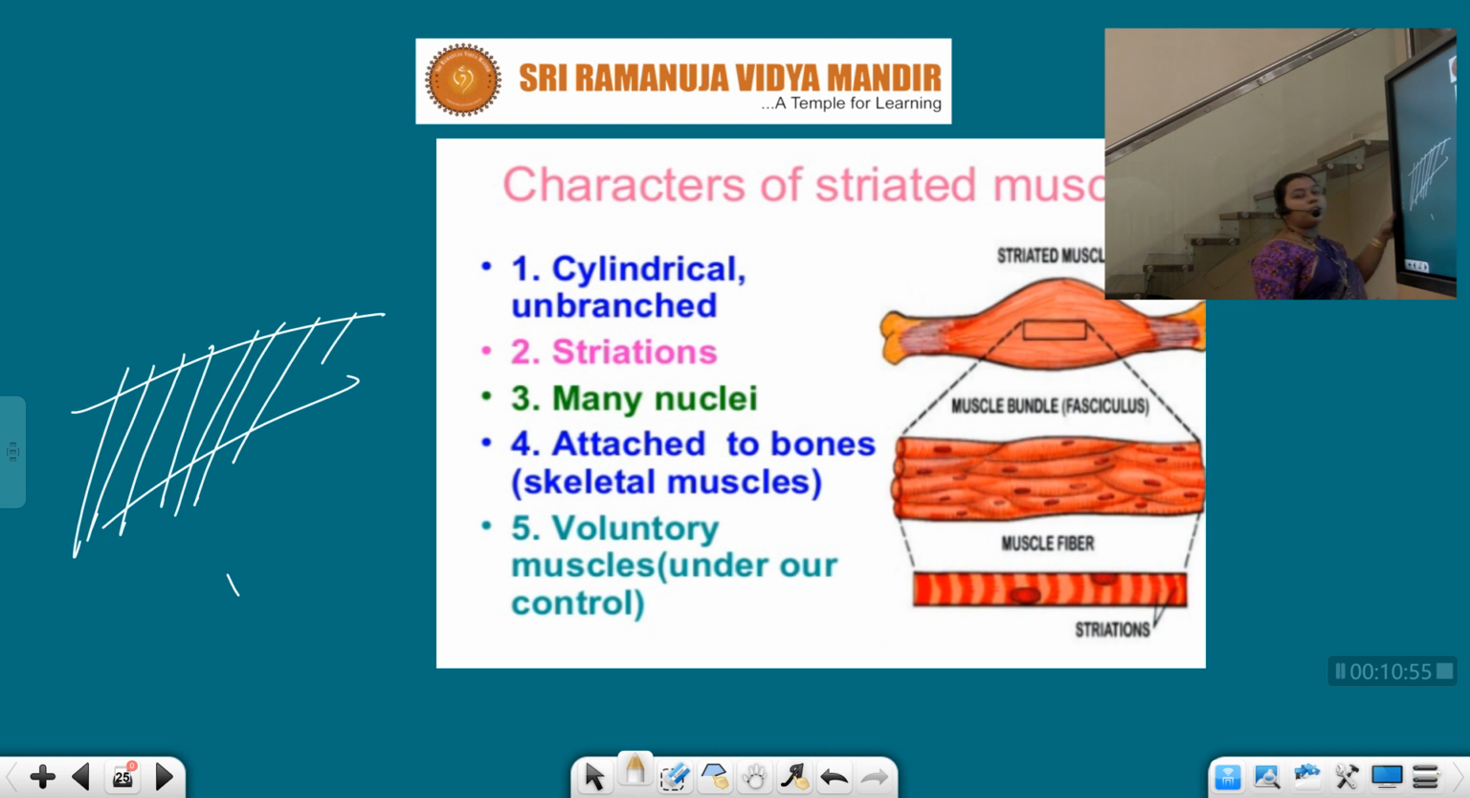They will be attached to the bone. That is the reason we call it skeletal muscle. So they will be attached with this bone. These are voluntary muscles, and the particular movement of this muscle is always under the control of the human. That's the reason we call skeletal muscle voluntary muscles. Skeletal muscle names: skeletal muscle, striated muscle, and voluntary muscle.